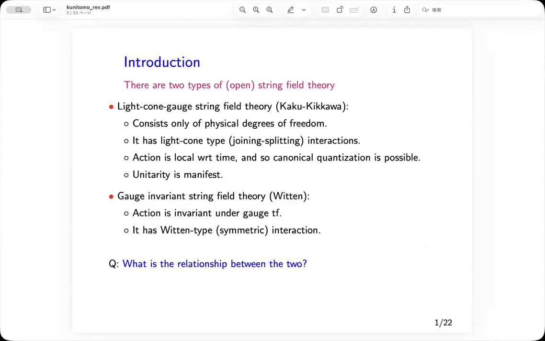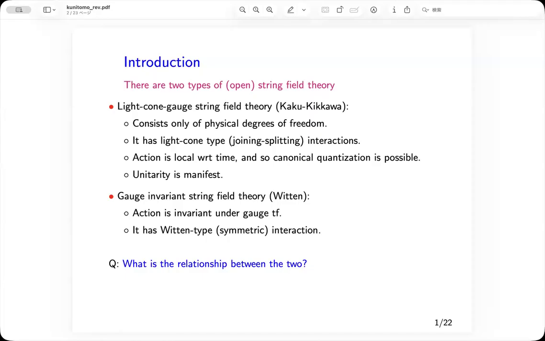Okay, let me start with some motivation as an introduction. As you know, there are two types of open superstring. Today, I concentrate on the open string theory. There are two types of string field theory. One is the old-fashioned type, the light cone gauge string field theory, originated from the pioneering work by Kaku and Kikkawa. This is the bosonic string case. It consists only of the physical degrees of freedom, the transverse oscillation modes of the string. It has a light cone type interaction, a joining-splitting type interaction. This action is local in light cone time, and so canonical quantization is possible. For these reasons, unitarity is manifest.